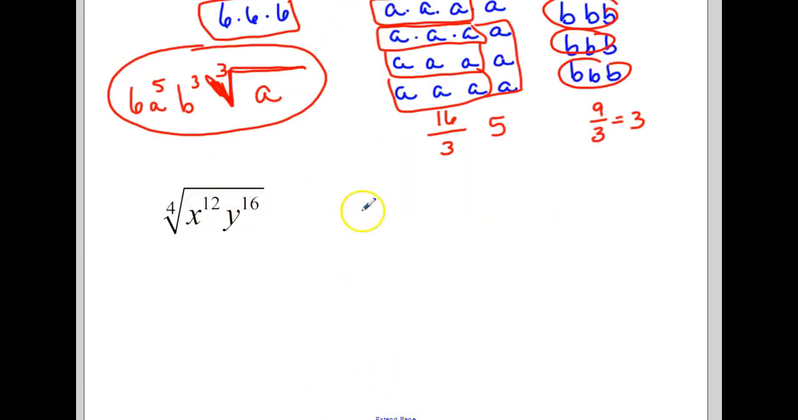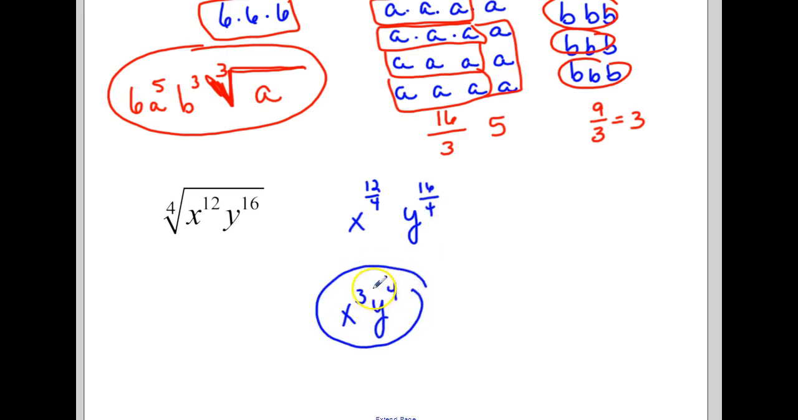We're going to use that same shortcut with this example. So x to the 12th, let's divide it by 4. That gives me x cubed. Y to the 16th divided by 4 gives me y to the 4th. That's my answer. All of that comes out from underneath the radical. There's nothing left inside.